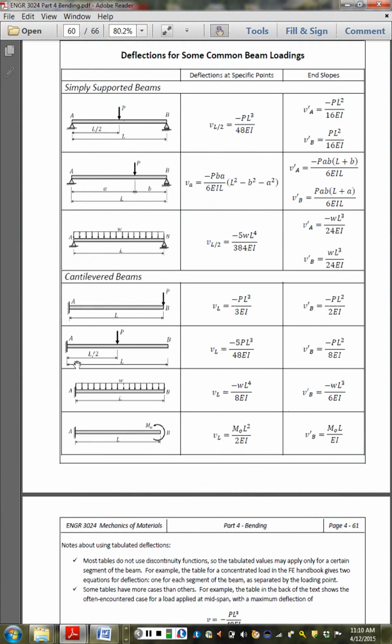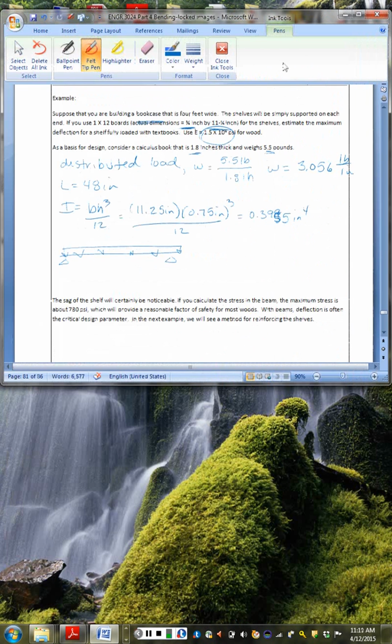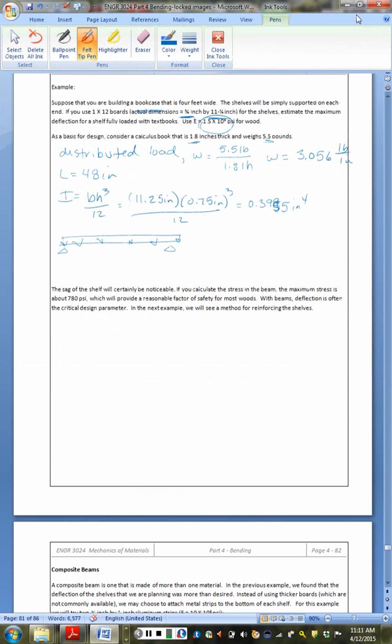We've got cantilever beams at the bottom, which is not what we're dealing with. Our top 3 cases are simply supported, of which this bottom one right here with our -5 times the distributed load, L to the 4th over 384 times the bending stiffness, is the one we need because we are looking for deflection, not this end slope column. So that's the one that we need. We can get that out of the way. So we know that we need the deflection at L over 2.